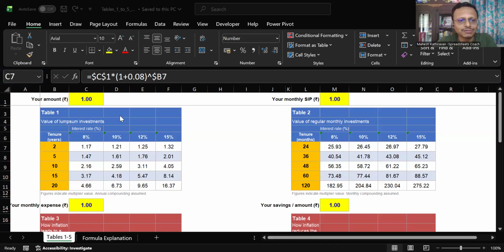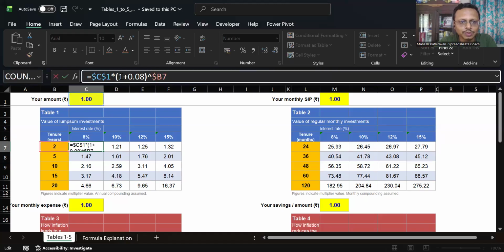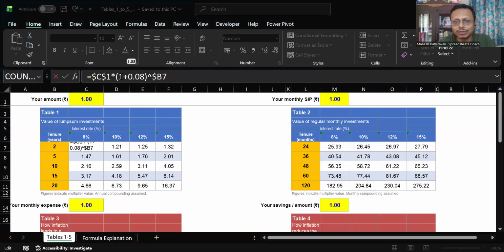Now, first let's break down this one: 1 plus 0.08. This is a very important thing. See, why am I adding 1? It's a very good question you need to ask. Because simply, 8% means 8 divided by 100, which means 0.08. But why am I adding 1?